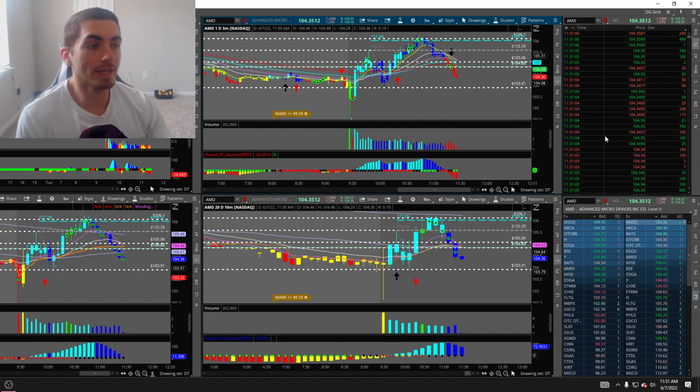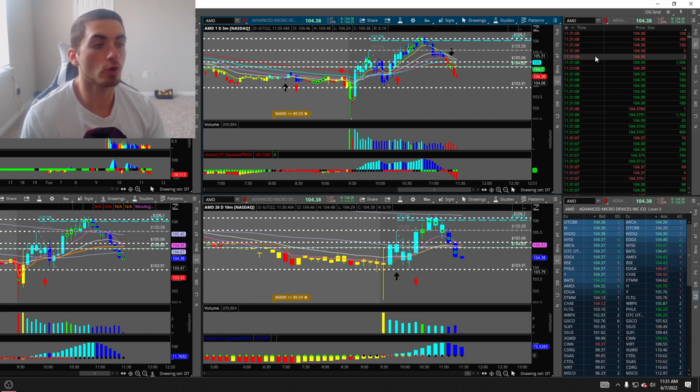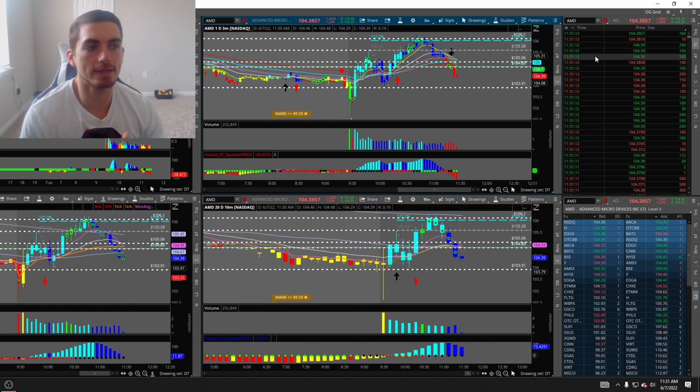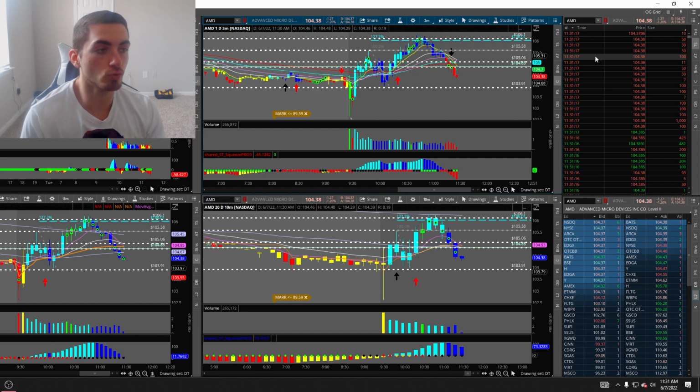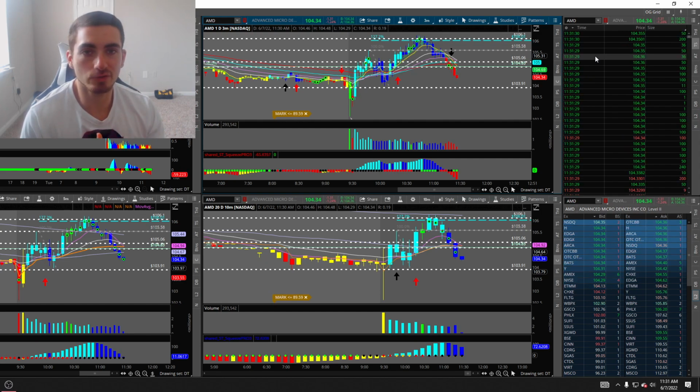Now, looking at the time and sales, these are going to be market orders being put into the market. A market order is basically saying, get me in or out of this trade as quickly as possible. So if it's green, that means that it was a buy. If it's red, that means it is a market sell. So the time and sales is pretty straightforward. The level 2 is a little more complex.